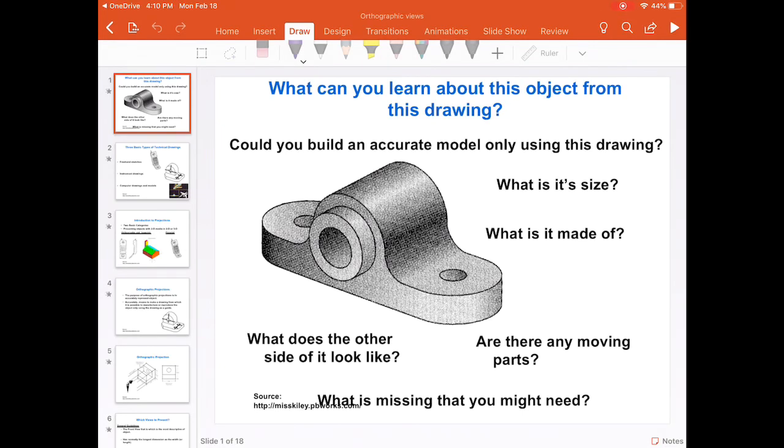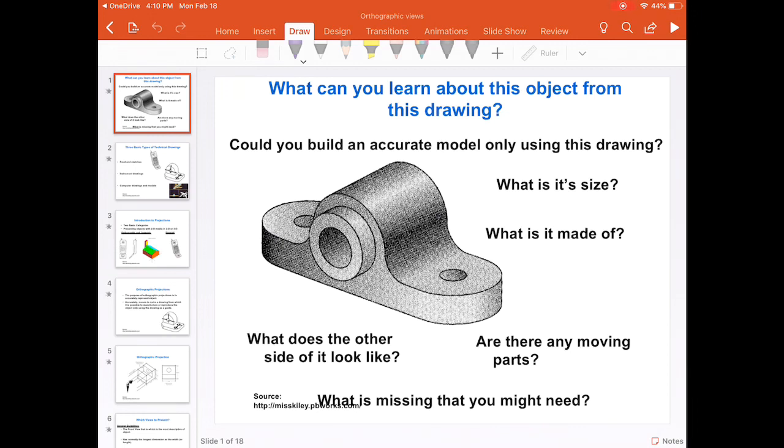Today I'd like to talk about engineering design, or specifically about orthographic views. Orthographic views allow different departments to communicate with each other, so they create drawings that look into the object through different angles.